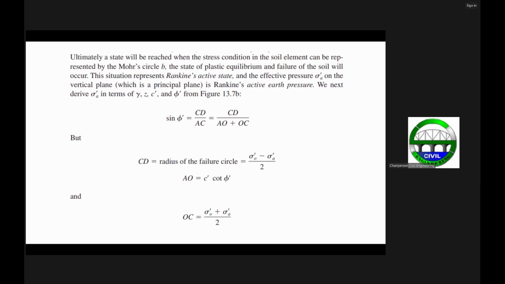So substituting this term in CD, this term in AO, and this term in OC, and equating it to the sine of phi prime will now give you this equation. Again, these are all in your book, so please don't worry. From here, we just cross multiply the denominator on the left side, which will give us this term here. Cotangent times sine will give you cosine. Then this term times sine phi prime will give you this one.